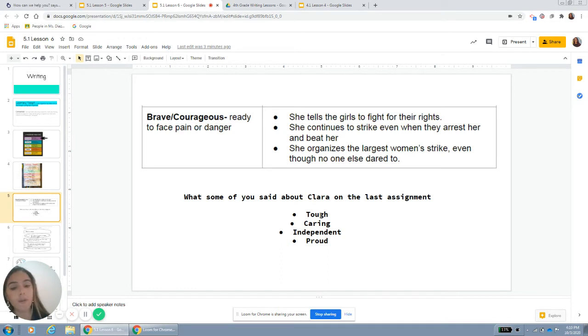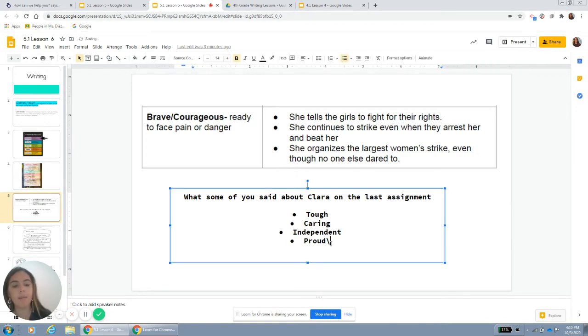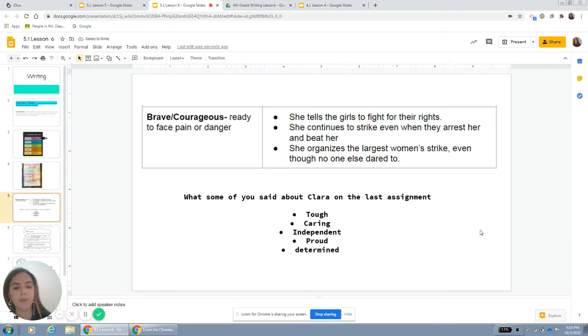You said she was tough. You said she was caring. You said she was independent. You said she was proud. And some of you also said what I said and said she was determined. So for today, you're going to be taking what you wrote, or you could pick a new one if you want, but today you're going to pick a character trait and put it into your hamburger paragraph. So watch me as how I did mine.